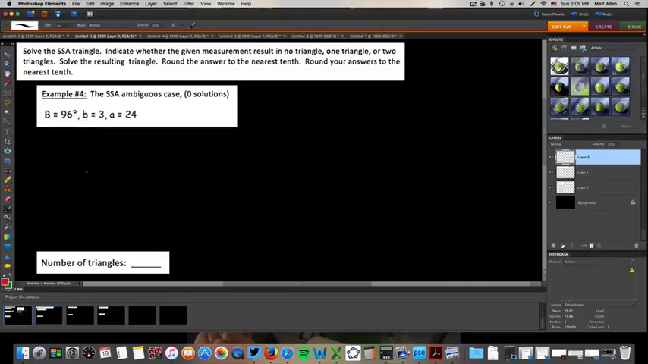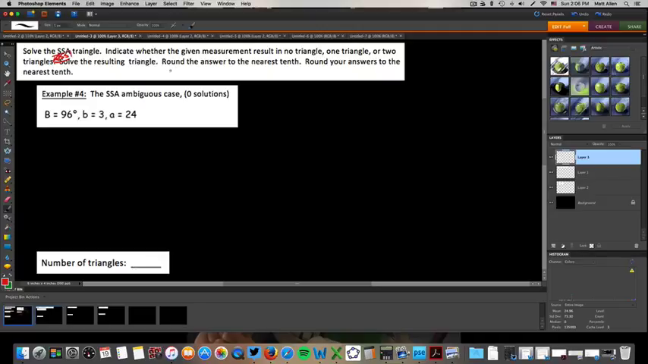Okay guys, in this video we're going to take a look at solving a side-side-angle case triangle, or as we sometimes refer to them, the angle-side-side case, just because this is a pretty big red flag that this might be an instance where we get no solutions, two solutions, or one solution. So we are going to solve this triangle, indicate whether the given measurement results in no triangle, one triangle, or two triangles, and then solve the resulting triangle, rounding our answer to the nearest tenth.